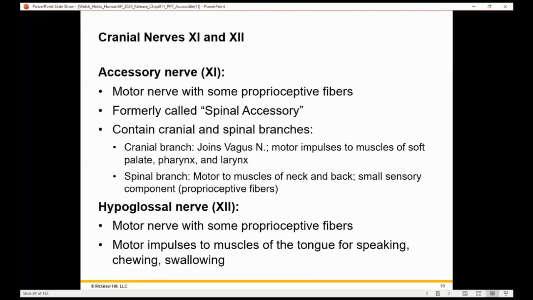is the proprioceptive fibers. The hypoglossal nerve, number 12. These are motor nerves with some proprioceptive fibers, and the motor impulses go to the muscles of the tongue for speaking, chewing, and swallowing.